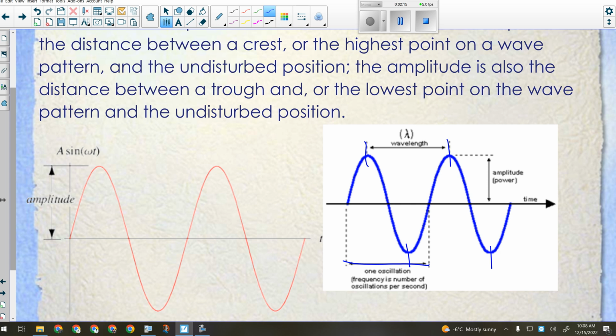How many times does a wave pass through equilibrium during a cycle? Twice. If I start here, I go through equilibrium once, twice, back to here in a full cycle. And if I go from here, once, twice in a full cycle. If I start from here, once, twice. I don't count this one because that's where I started. Everybody all right with that?